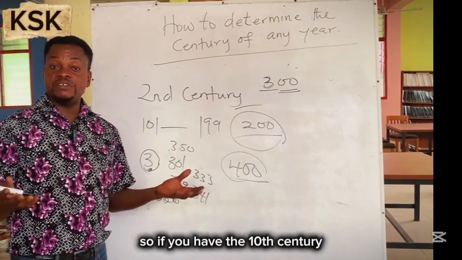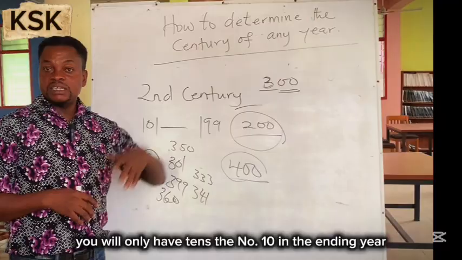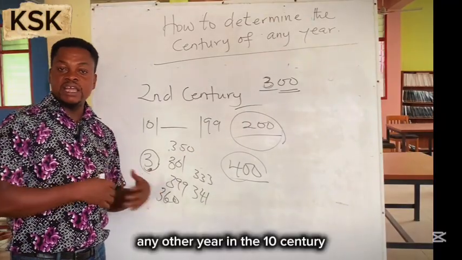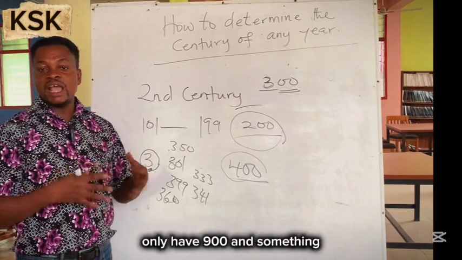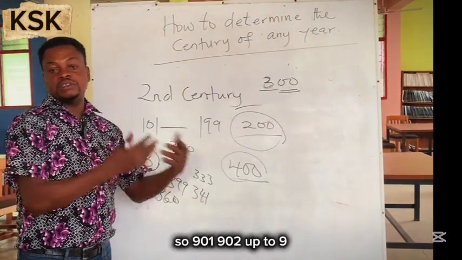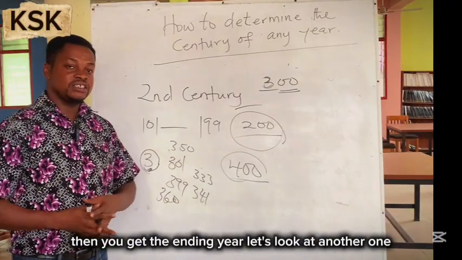So if you have the 10th century, you only have the number 10 in the ending year, which is year 1000. Any other year in the 10th century only has 900 and something. So 901, 902 up to 999. Then you add year 1000 to it, and you get the ending year.